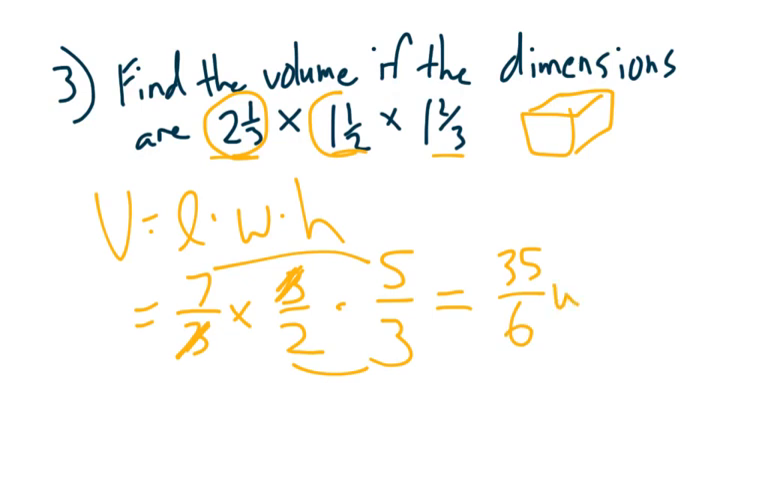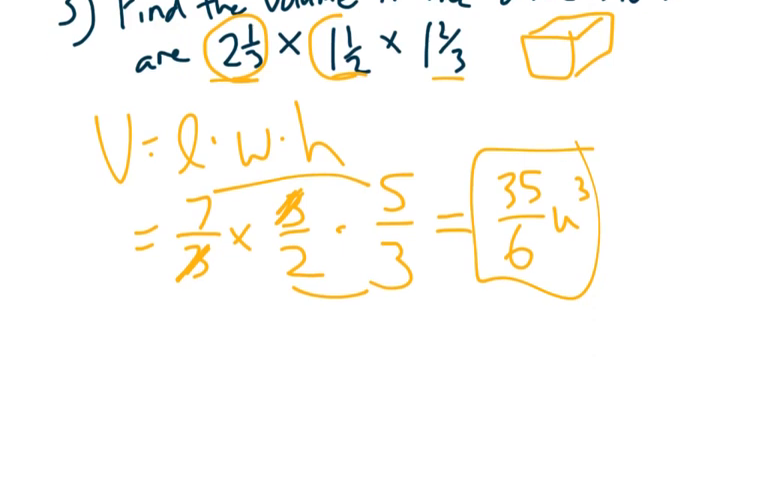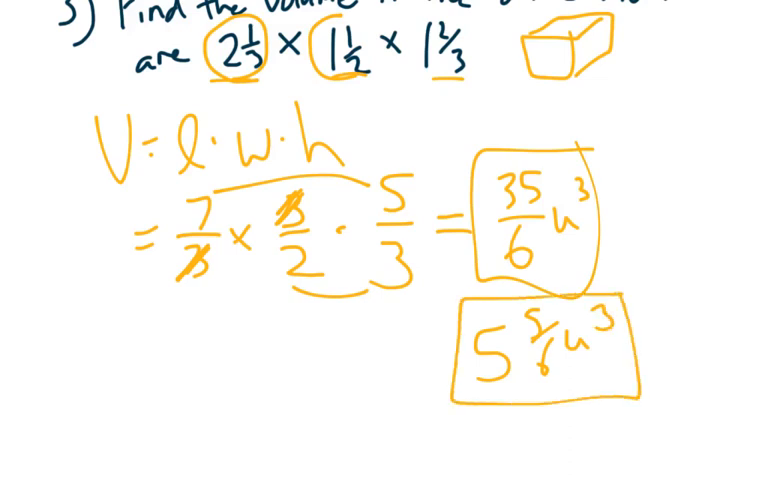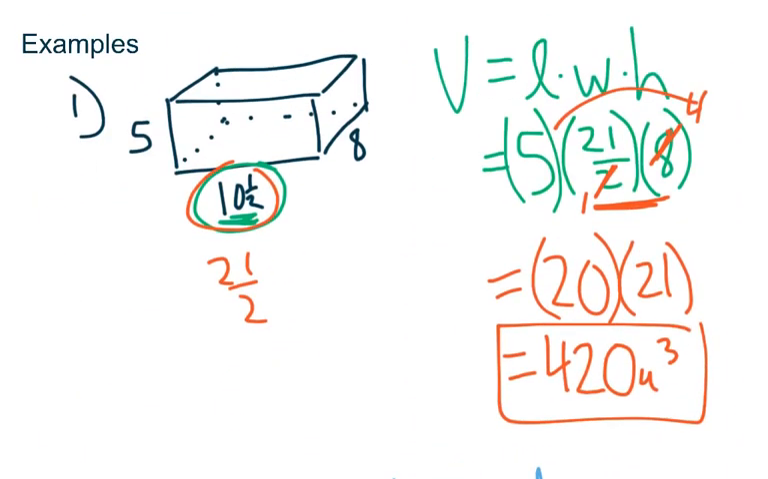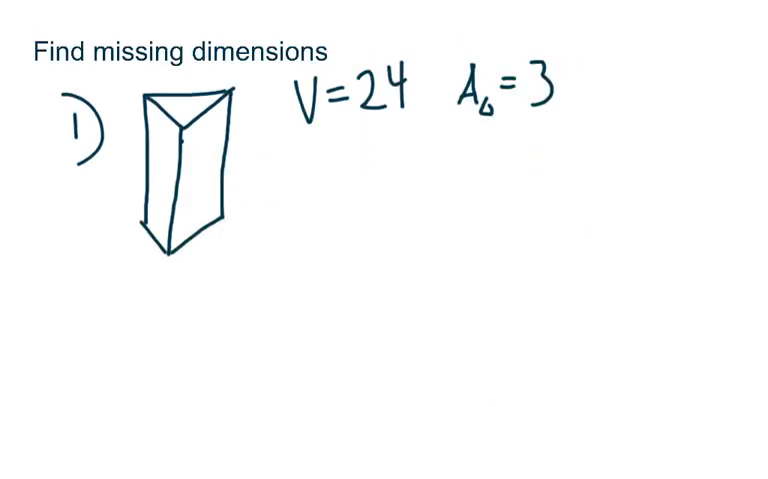So I could leave it like that, walk away. If I wanted to, I could make it a mixed number, and so this would be 5 and 5/6 units cubed. So whatever floats your boat there. And so that is how we go about finding the volume of these different prisms, rectangular or triangular. Now, let's talk about how to find missing dimensions.